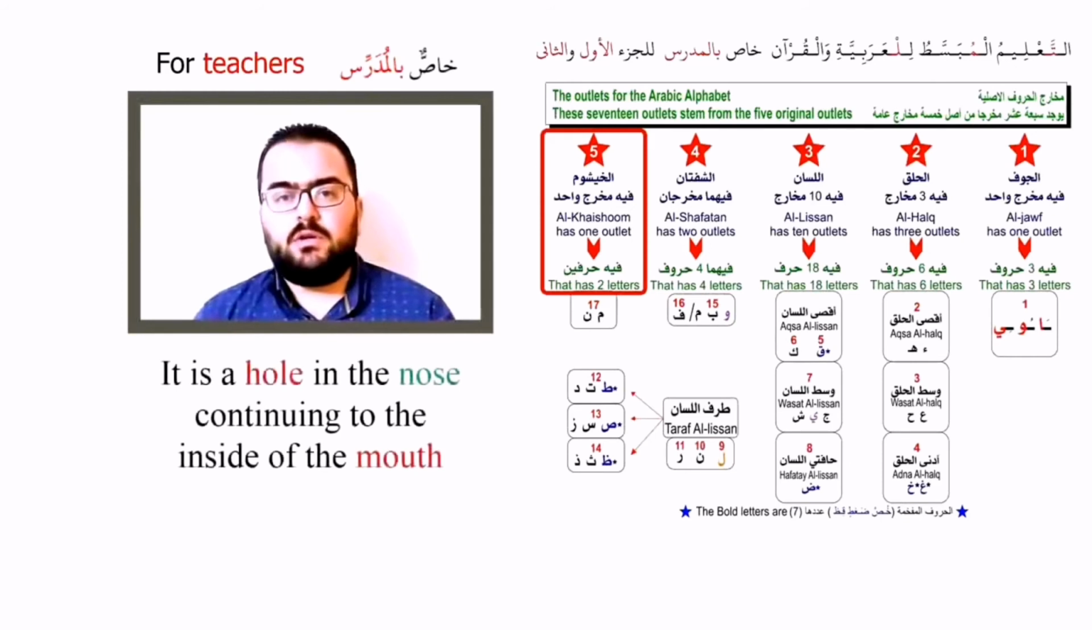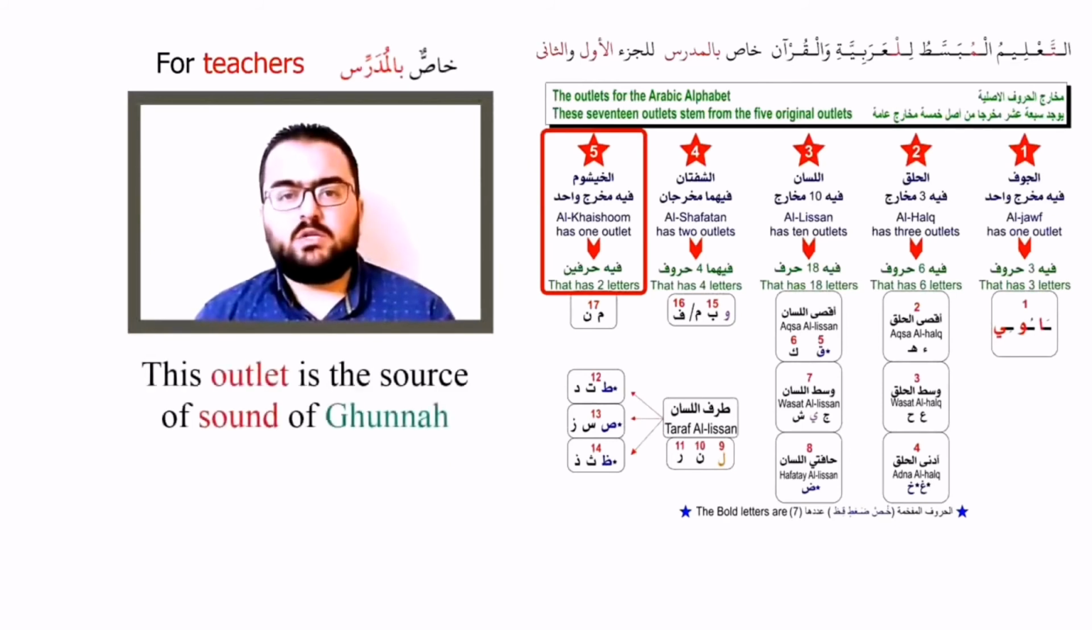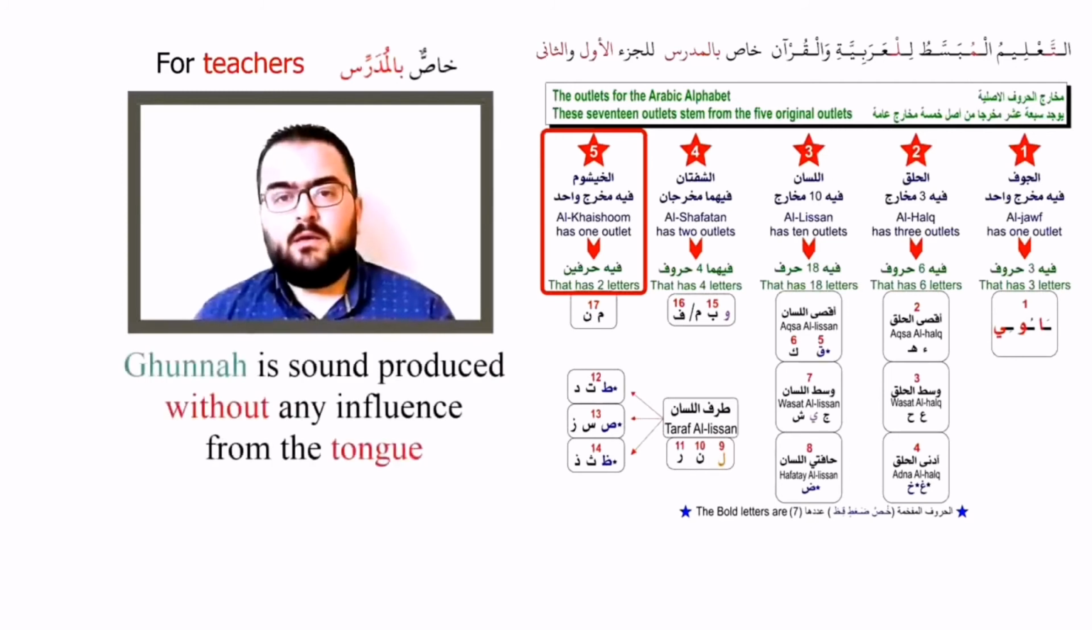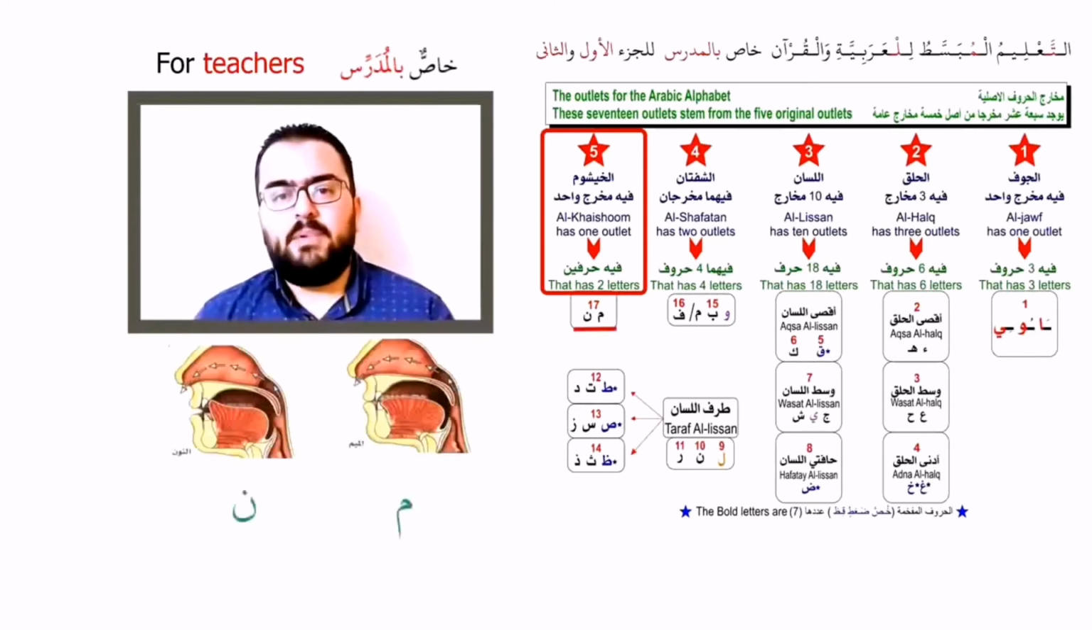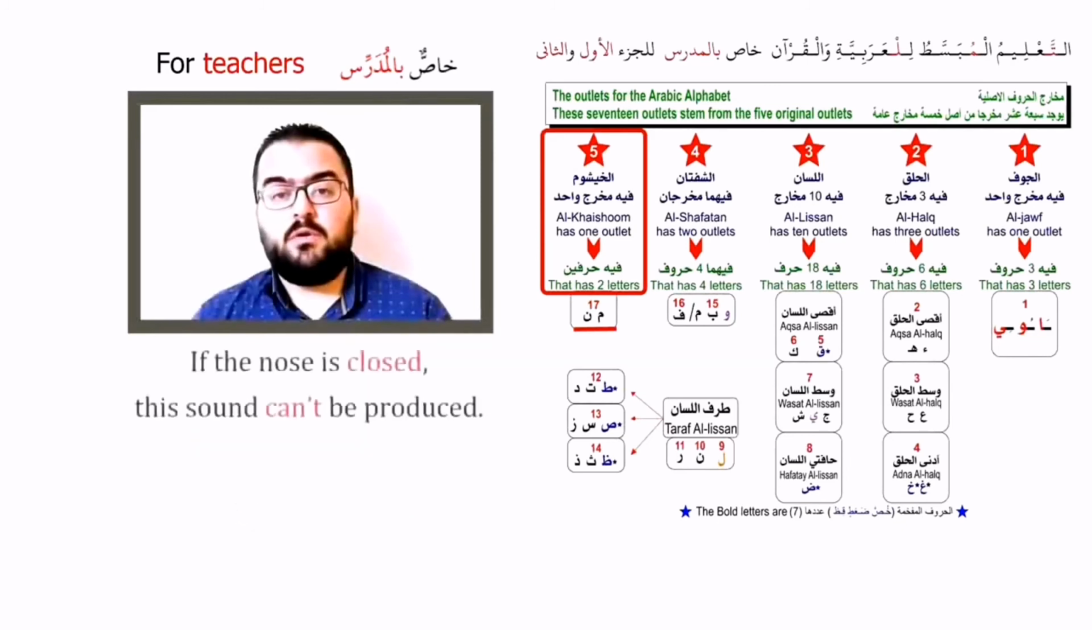The fifth outlet is called Al-Khayshum, or the nasal cavity. It is a hole in the nose continuing to the inside of the mouth. This outlet is the source of the sound of Ghunna, and Ghunna is a sound produced without any influence from the tongue. The sound is special for only 2 letters, and they are Mim, Noon. If you keep your nose closed, you will never be able to produce the sound of Ghunna.